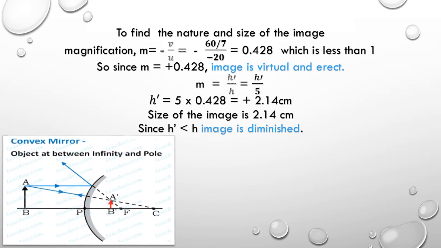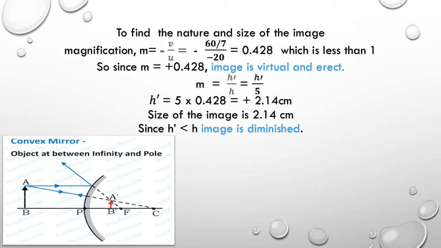Now the last part of the numerical, to find the nature and size of the image. Let us continue. Let us find the magnification. m is equal to minus v by u. So minus v value, let us take the fraction 60 by 7, u is minus 20. So we get the value 0.428. So m is a positive value and its value is less than 1. So what does this denote? That m is positive means the image is virtual and erect.